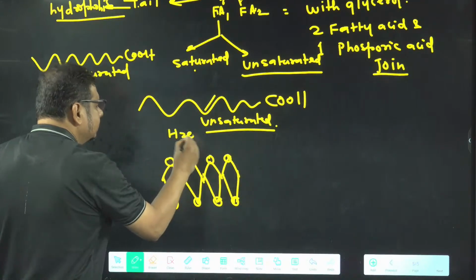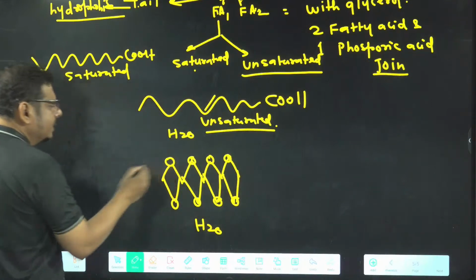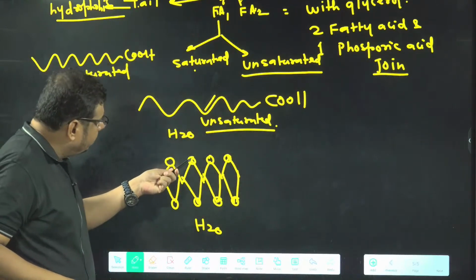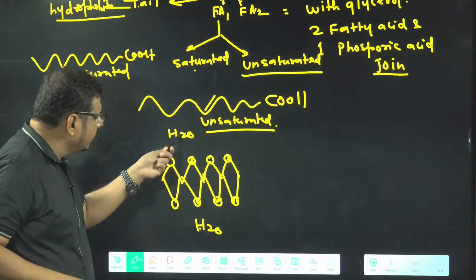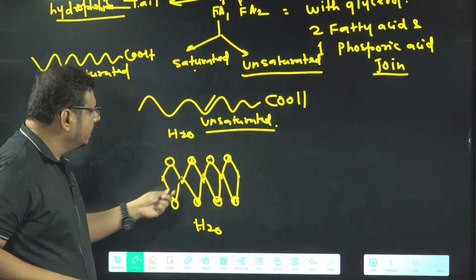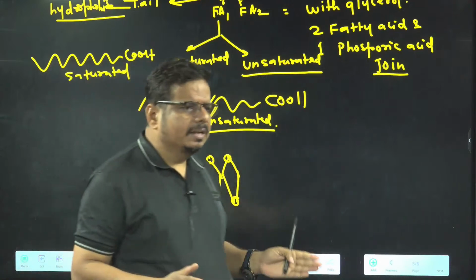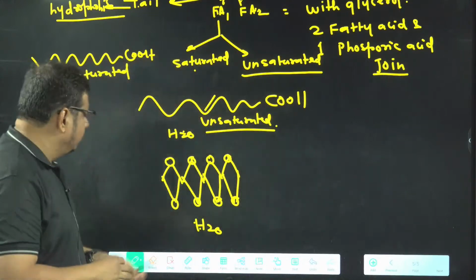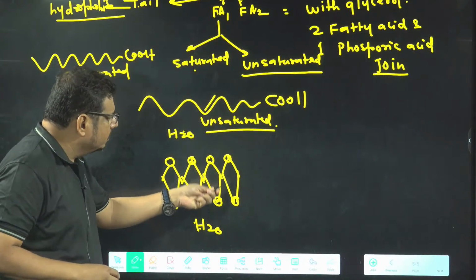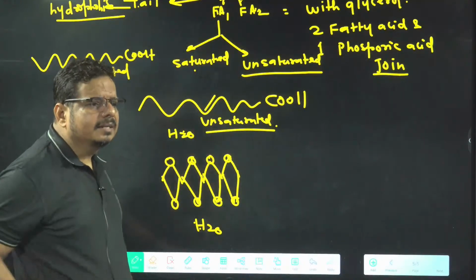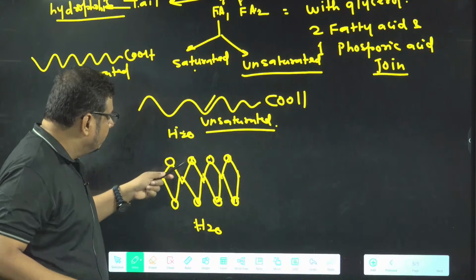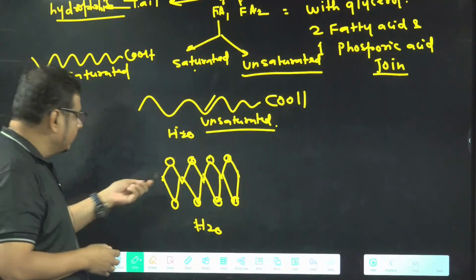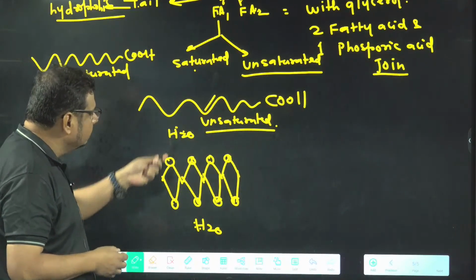Suppose that on this side water is there, and on this side water is there. So what are they doing? They are pushing their heads toward the water, on the side of the water. And both the tails are together, away from the water, because the tail is hydrophobic, they protect it from the water. That is the reason it is present away from the water, and both tails join together. Getting the things? Both heads face outside, both tails face inside. So the hydrophobic tails are together, and the hydrophilic heads are toward the outside.